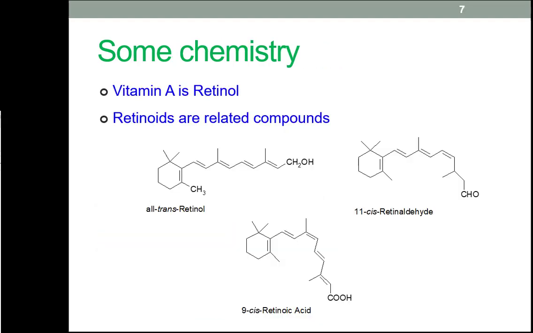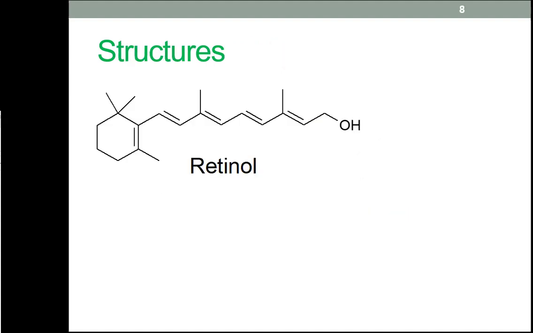All-trans retinol, as shown there, is vitamin A. Related compounds such as 11-cis retinaldehyde and 9-cis retinoic acid can be metabolized to vitamin A. The conversion is not complete, but such molecules may be nutritionally important sources of vitamin A. In most textbooks and papers you will see retinol drawn like this.